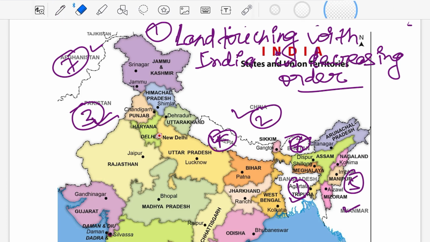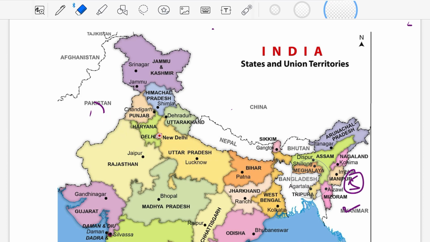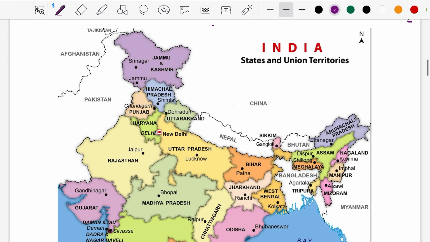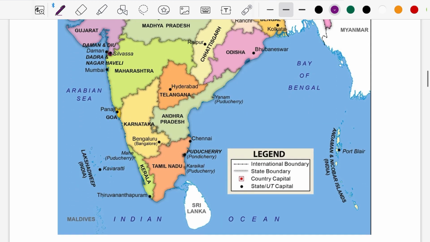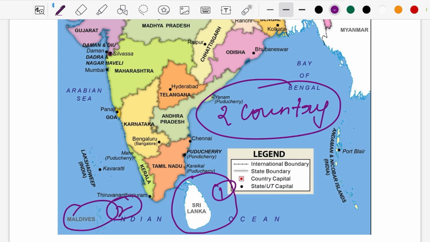Okay. So next we'll try to understand the maritime region. What are the maritime countries that are touching with India? Now we can look over here and understand that Sri Lanka is touching the maritime boundary with India. So there are 2 countries that have a maritime boundary with India. First it is Sri Lanka, and second it is Maldives.